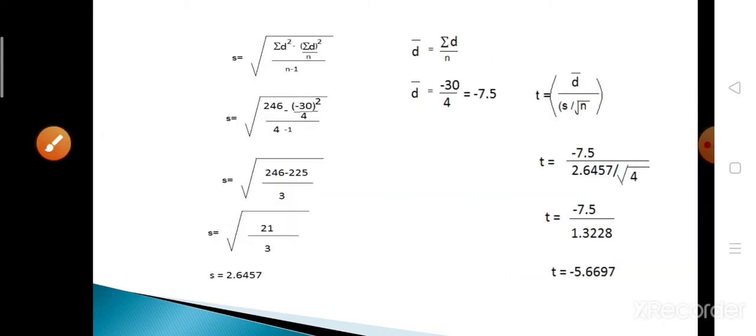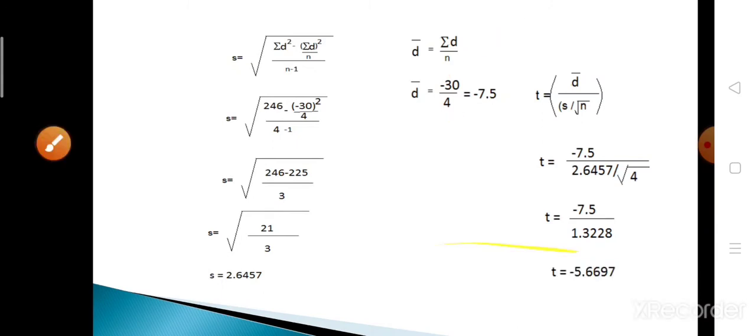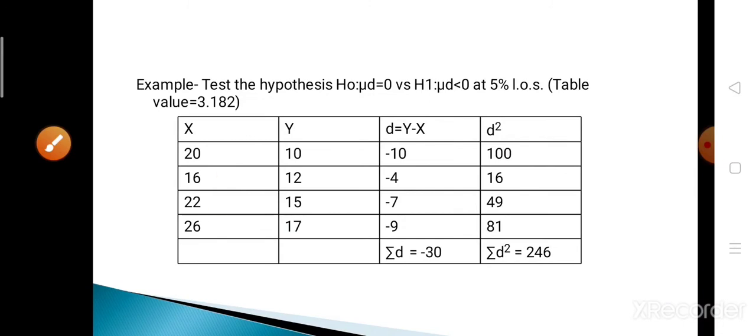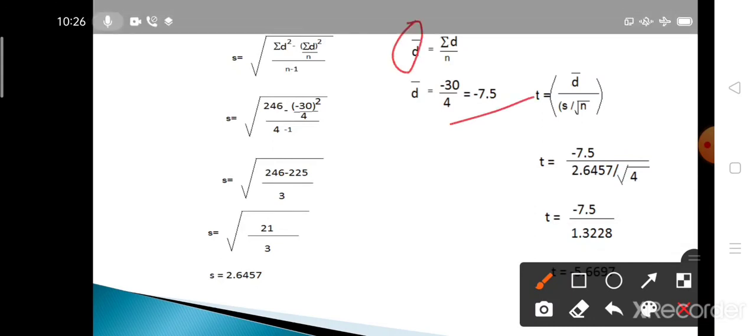So how to calculate d bar? The d bar formula is summation d upon n. What is the value of summation d? Minus 30. And n, here we are given a total of 4 observations, so n value is 4. So minus 30 divided by 4 is minus 7.5. So the d bar value is minus 7.5.